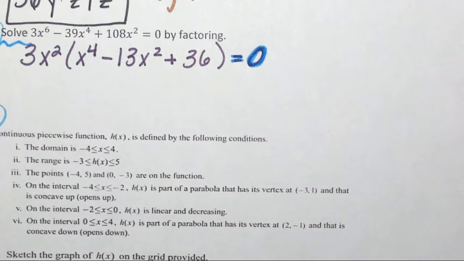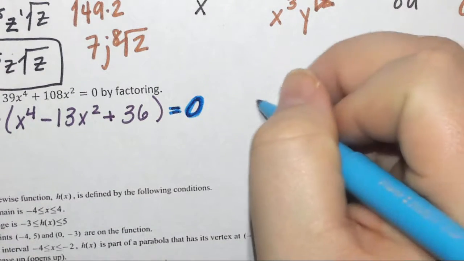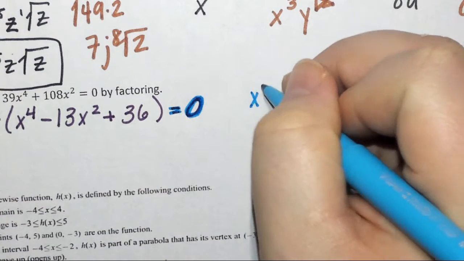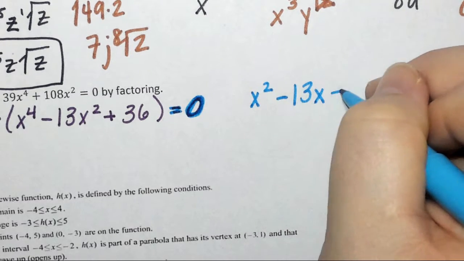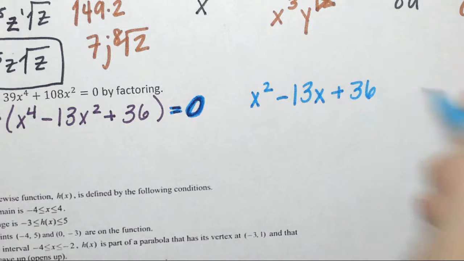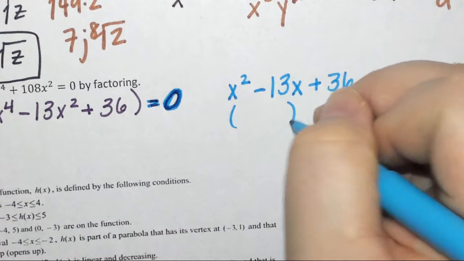Okay, so let's pretend this problem was a little different. What if we changed it? What if instead of x to the 4th, it was x squared? What if instead of x to the 2nd, it was 13x plus 36? Can we factor x squared minus 13x plus 36?